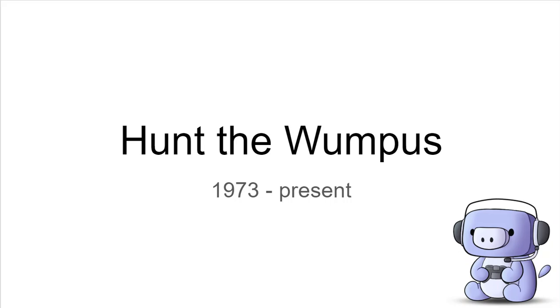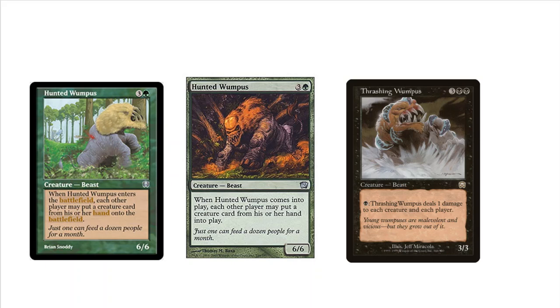Hunt the Wumpus was written in 1973 by a really interesting guy named Gregory Yob. Now, if you've ever been on Discord and you've noticed that their logo is this little pig, the pig's name is Wumpus. It's an homage to Hunt the Wumpus. If you've ever played Magic the Gathering, you might have run across several of the Wumpus cards that are out there. Again, obviously a reference to Gregory Yob's masterful early adventure strategy game.